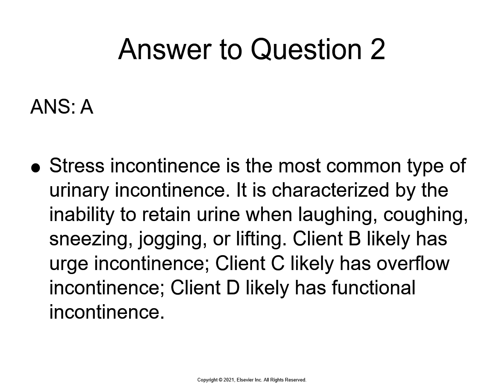The second one has urge incontinence. Let's go back and look at that. The second one was what? The client who feels an urge to urinate and does so immediately. Well, that is urge incontinence. Client C has overflow incontinence. And client D has functional incontinence.